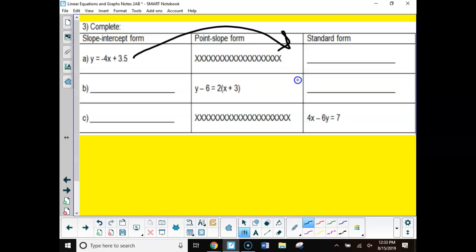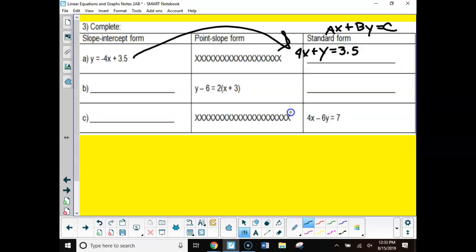Anybody? It's got to look like ax plus by equals c. So the x and y both have to be together, right? So if I add 4x over to this side, it would say 4x plus y equals 3.5. Is it okay now? Done? Is 3.5 an integer? No. We have a lot of options.